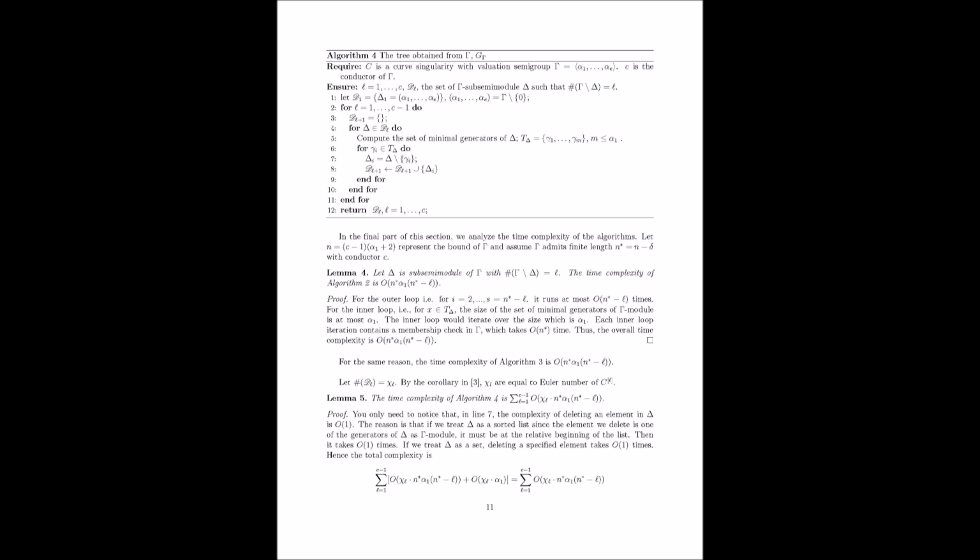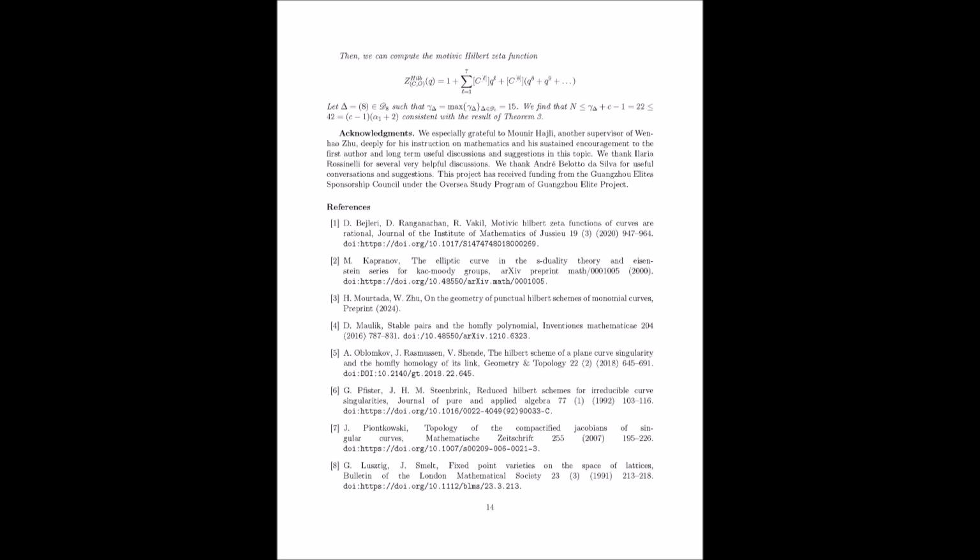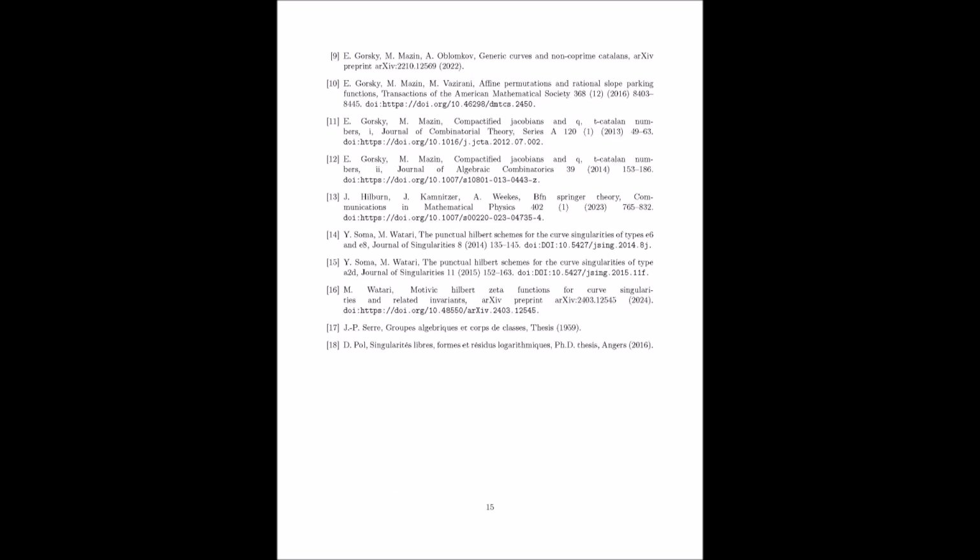Welcome back to the deep dive. Today we're diving into some pretty cutting-edge research in algebraic geometry. Specifically, we're focusing on a new algorithm for calculating the Motivic Hilbert Zeta function for curves with monomial singularities. It's a pleasure to be here. This is a topic that's really at the forefront of the field. It really is, blending abstract algebra, geometry, and computational techniques in a fascinating way.